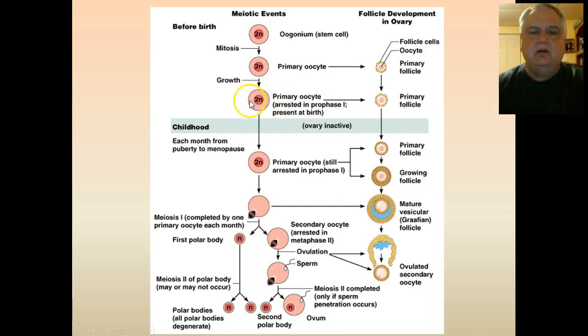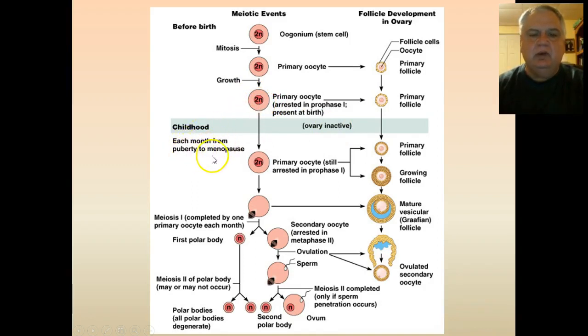Okay, so now this primary oocyte is going to be arrested in prophase 1, and these primary oocytes will be present inside the ovaries at birth. Okay, prior to puberty, during childhood, the ovary will be inactive, and these follicles will not develop any further.